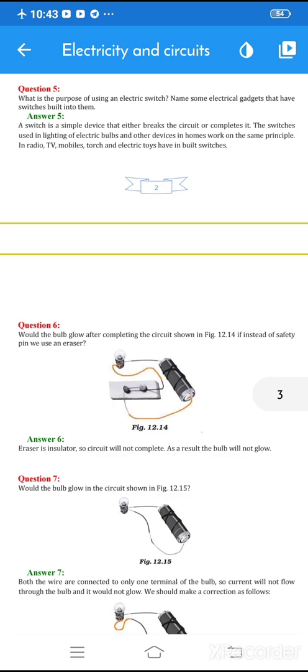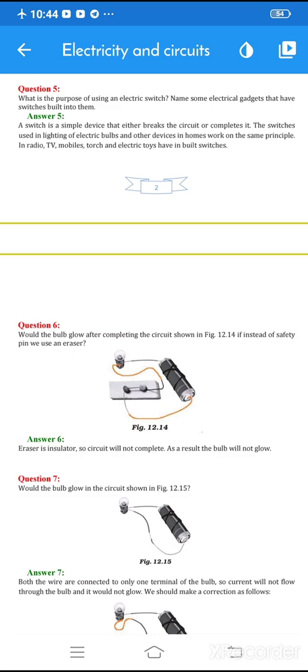As we know, a switch is a simple device that either breaks the circuit or completes the circuit. The switches used for lighting electric bulbs and other devices at home work on the same principle. So the purpose of using an electric switch is to complete the circuit or break the circuit. That's why we need to use it.